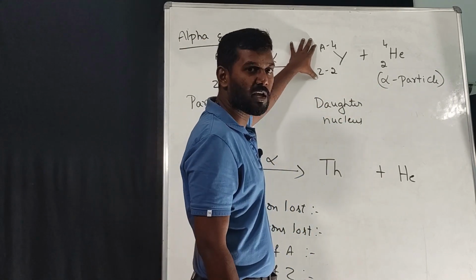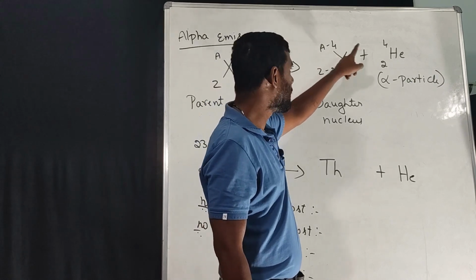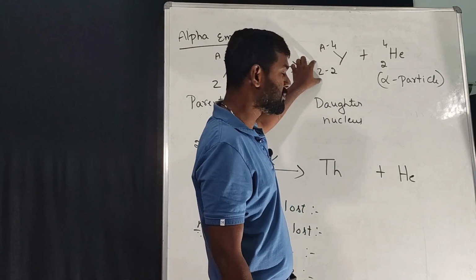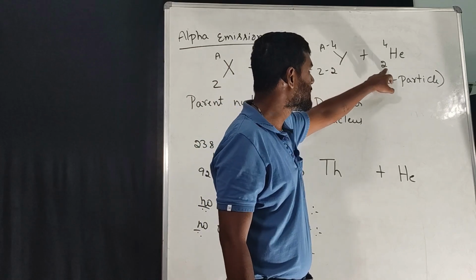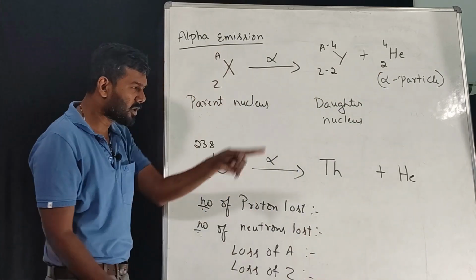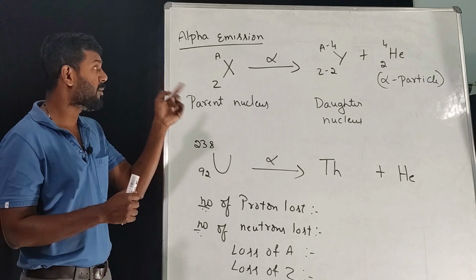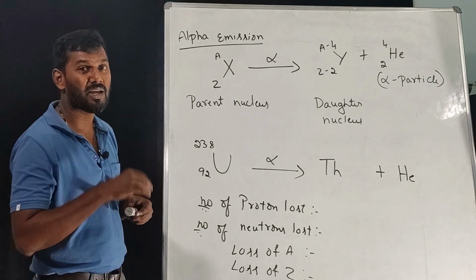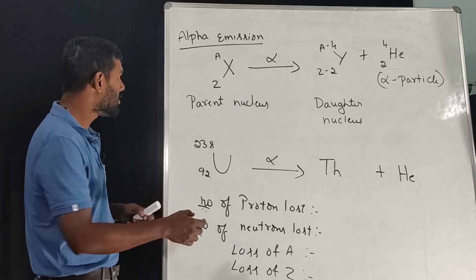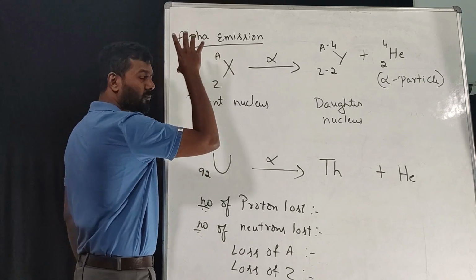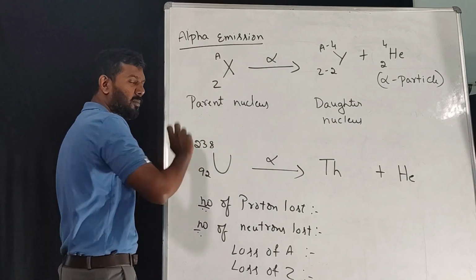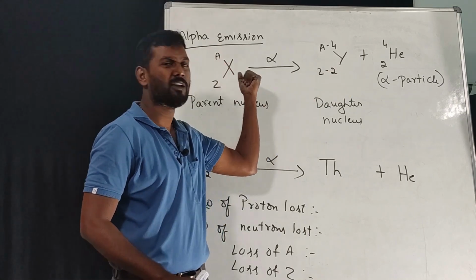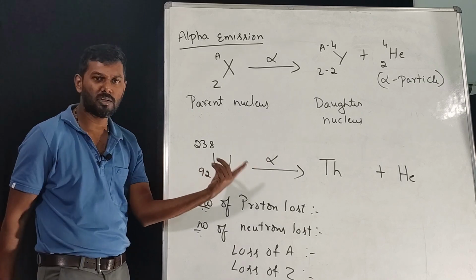Whatever we lost, 4 units of mass number and 2 units of atomic number, is given to helium. That is why the nuclear change called alpha, beta and gamma emission in radioactivity is conserved. What do you mean by conserved? Whatever the atomic mass number and atomic number were initially, if you add them up after the emission, you get the same value. That is what we are going to learn through the example.